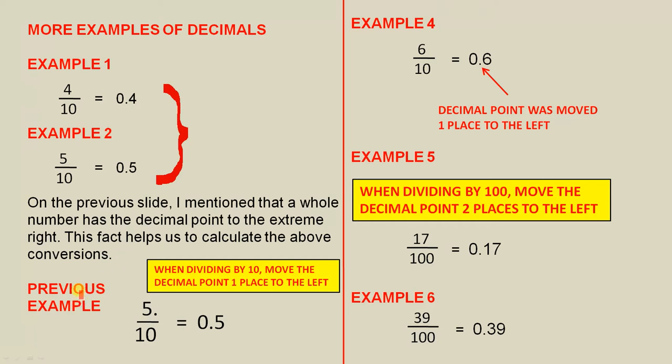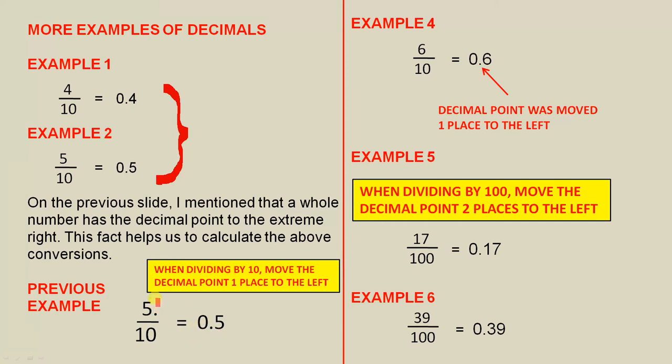So for the previous example, which was this one, 5 over 10 equals 0.5, let's look at it again, and let's put in the invisible decimal point. Now, it's not invisible at this point because I've put it in there. But here is the rule which helps us do those first number of examples that we did. Remember those two there plus the ones we did on the previous slide? This is the rule. When dividing by 10, move the decimal point one place to the left. So 5 divided by 10 equals 0.5.